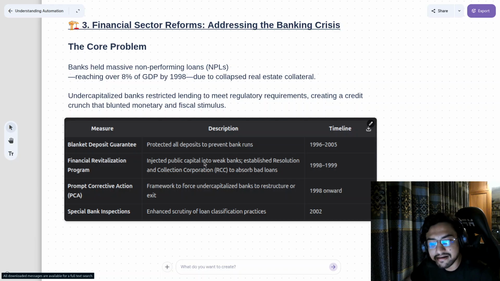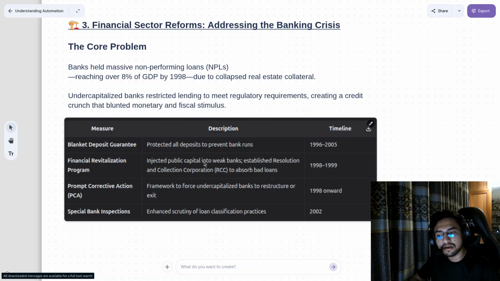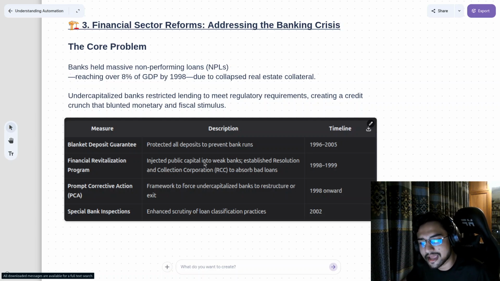A framework to force undercapitalized banks to restructure or exit. There were banks that were unsustainable. So the government tried to restructure them, or motivate them, or take action so that they could exit without causing chaos. After that, we have special bank inspections, which enhanced scrutiny of loan classification practices. These kinds of implementations were done.